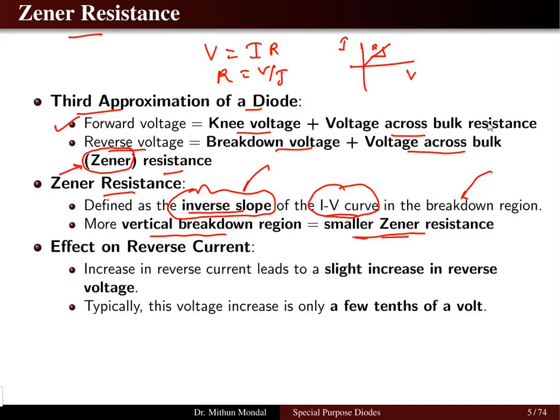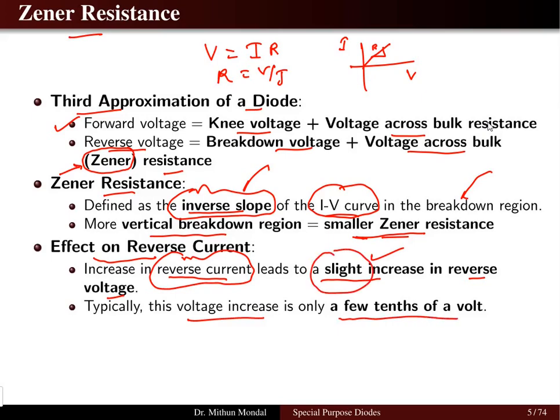So what effect does it have on the reverse current? An increase in the reverse current leads to a slight increase in the reverse voltage. We have seen that the voltage has to be constant, but if you increase the current in the reverse region, then there will be a slight increase in the reverse voltage. Typically this voltage increase is only a few tenths of a volt. So it is slight because the voltage has to be constant, which is equal to Vz.